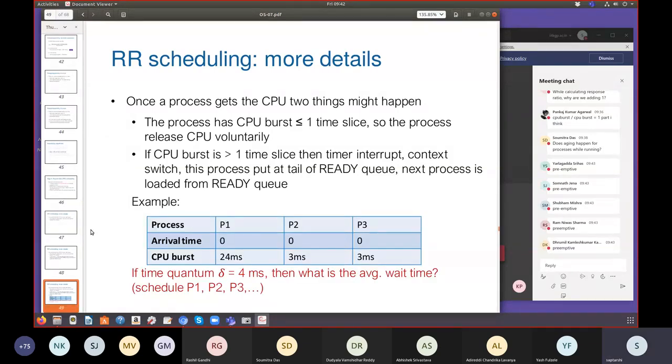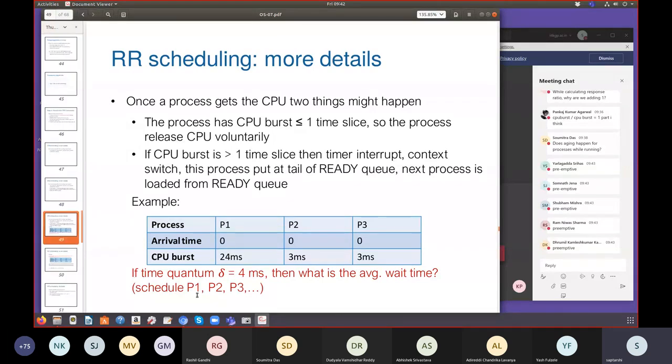So again, here is one example which you can work out. Suppose these are the three processes. For simplicity, we assume all of them arrive at time 0, and these are the CPU bursts. Now the time quantum is 4 milliseconds. Then what is the average waiting time? Let's take a couple of minutes and work this out. Assume the schedule P1, P2, P3.